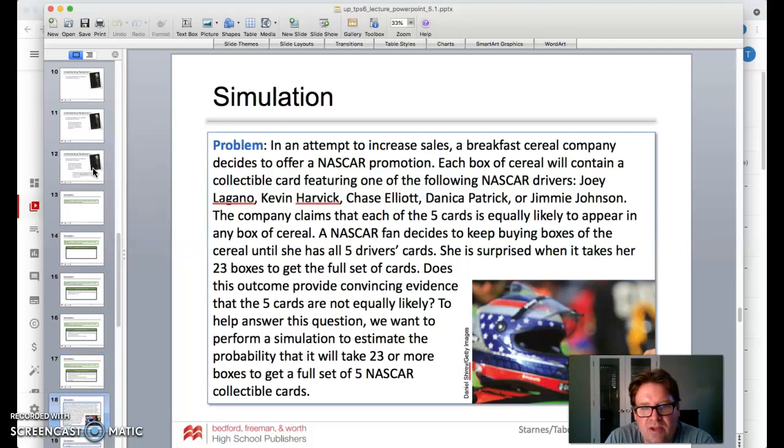Okay, so we've got a case here where, in an attempt to increase sales, a breakfast cereal company decides to offer a NASCAR promotion. Each box of cereal will contain a collectible card featuring one of the following NASCAR drivers: Joey Logano, Kevin Harvick, Chase Elliott, Danica Patrick, or Jimmy Johnson. Now, the company claims that each of the 5 cards is equally likely to appear in any box of cereal. A NASCAR fan decides to keep buying boxes of cereal until she has all 5 drivers' cards.